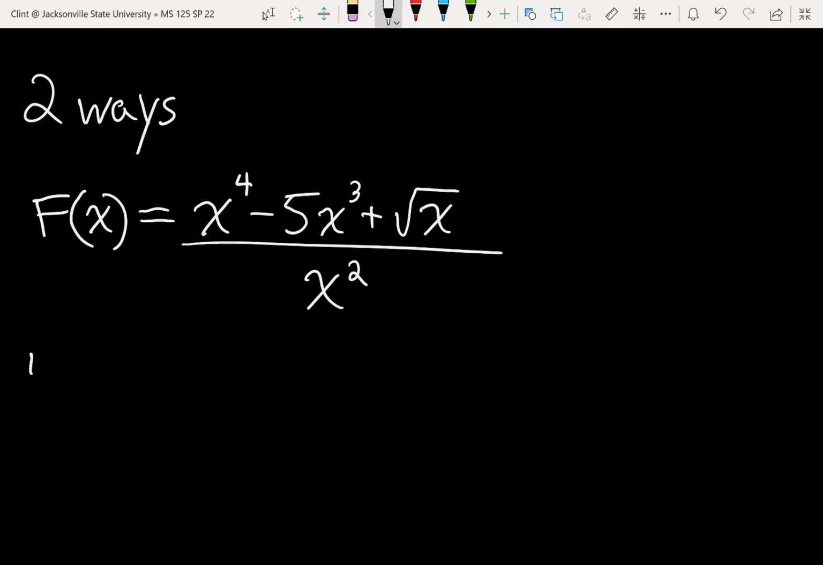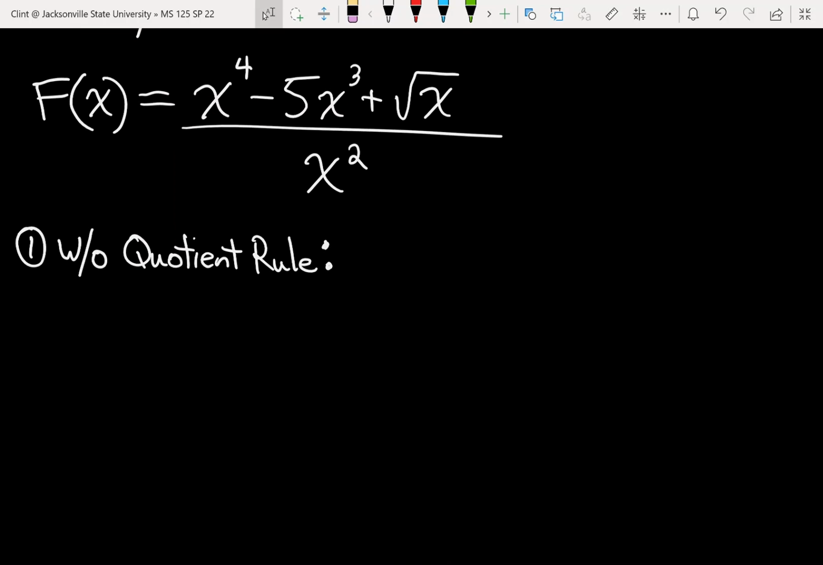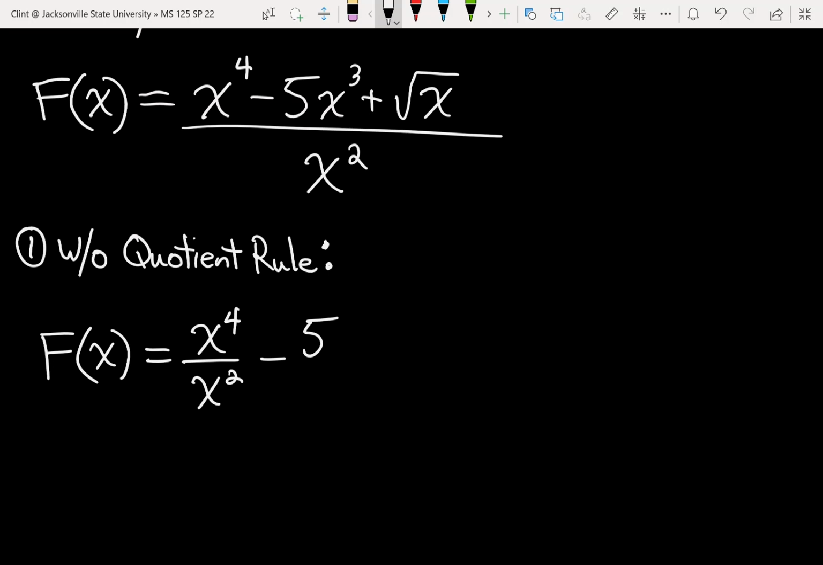So let's do it. Do it without the quotient rule first. How could we do that? We need to rewrite. Anytime we have a bunch of terms over one denominator, you can split it up into separate fractions. So that would be x to the fourth over x squared minus 5x to the third over x squared plus square root of x. I'm going to go ahead and write x to the 1/2. We're going to have to do that either way.